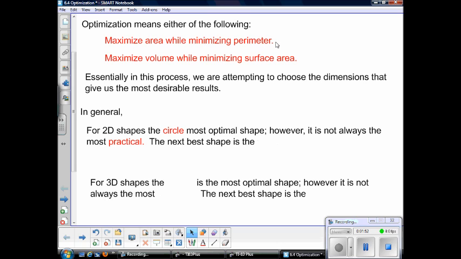Okay, so I'm a farmer and I want to make a pen for my livestock outside. Well, I don't want to buy a whole lot of fencing, but I want to give as much area as possible. Not too many circle fences out there. There are a few, but not too many. In most cases, the best shape is going to be, in this case, a square. You're thinking a rectangle. Yes, a rectangle, but remember a square is a special rectangle. So the square gives us the best optimization.